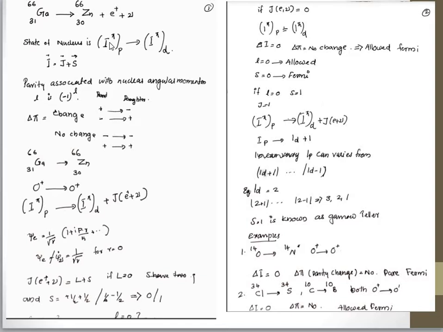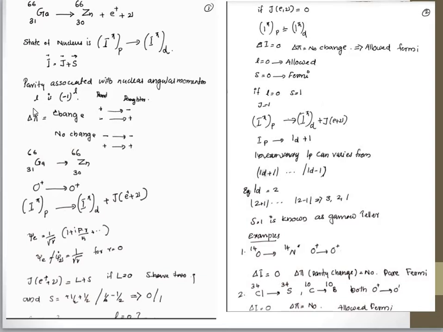So when a nucleus is changing from parent to daughter, if there is a change in parity, that is represented by minus 1 raised to L. If L is 0 or an even number, minus 1 raised to L is equal to plus 1. So delta pi, the change in parity, is given by, suppose the parent and daughter have a parity change, here the parent has positive parity and the daughter has negative parity.